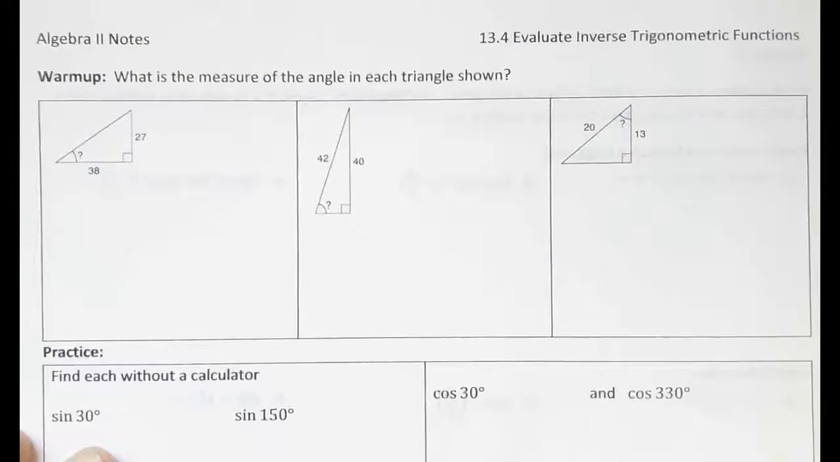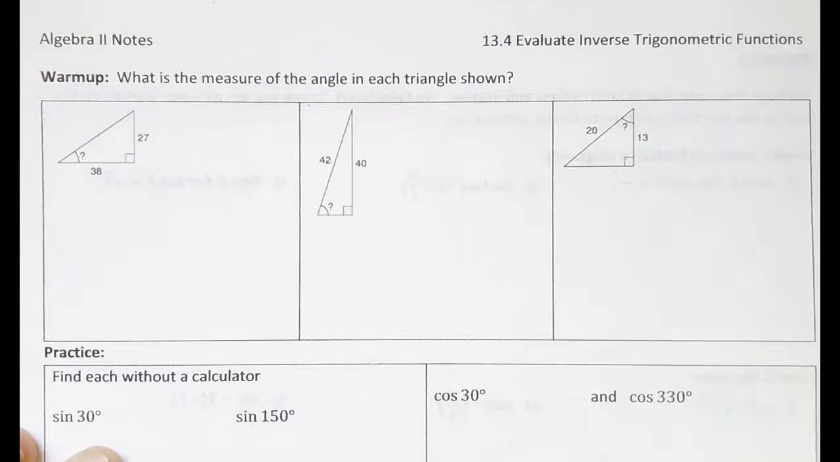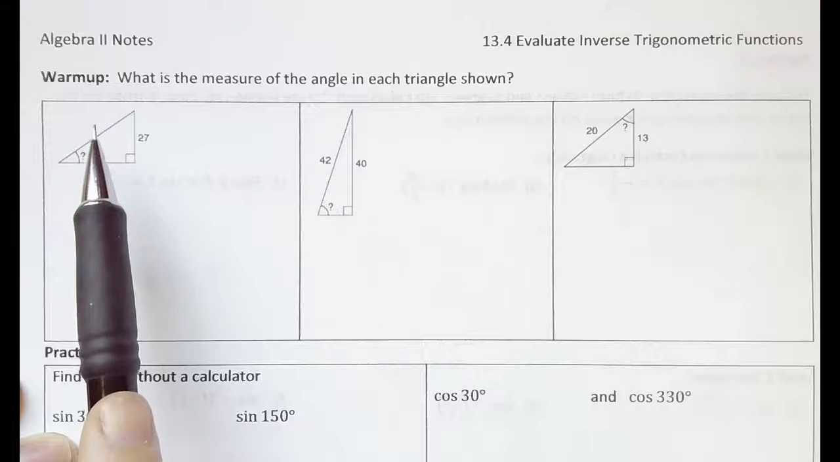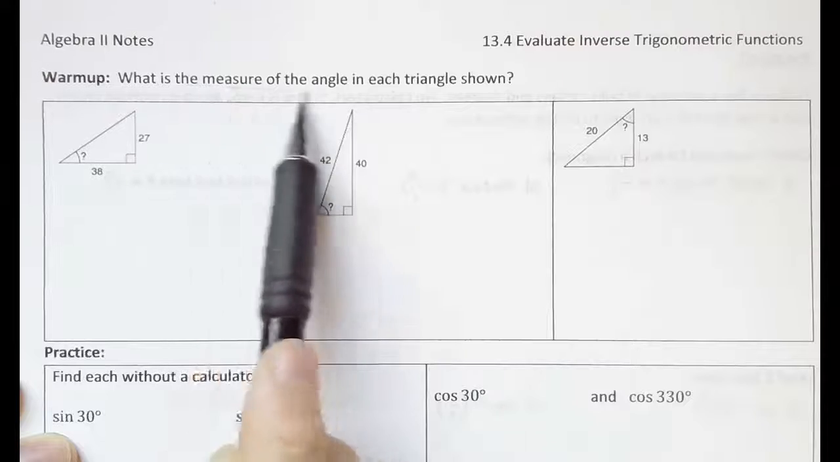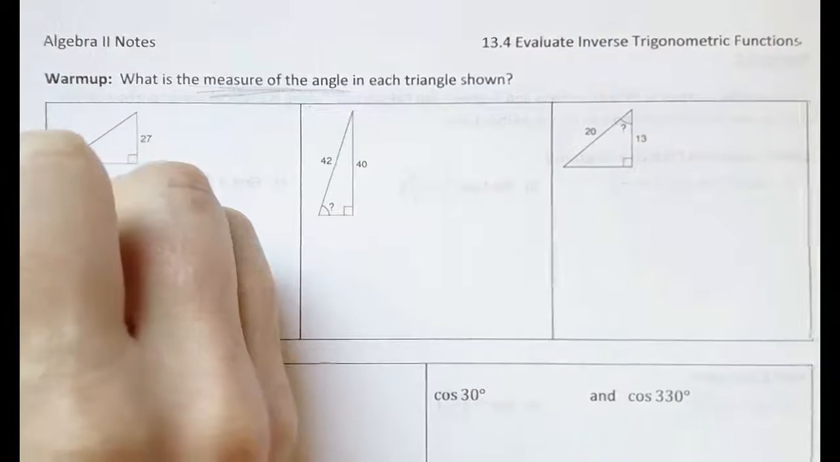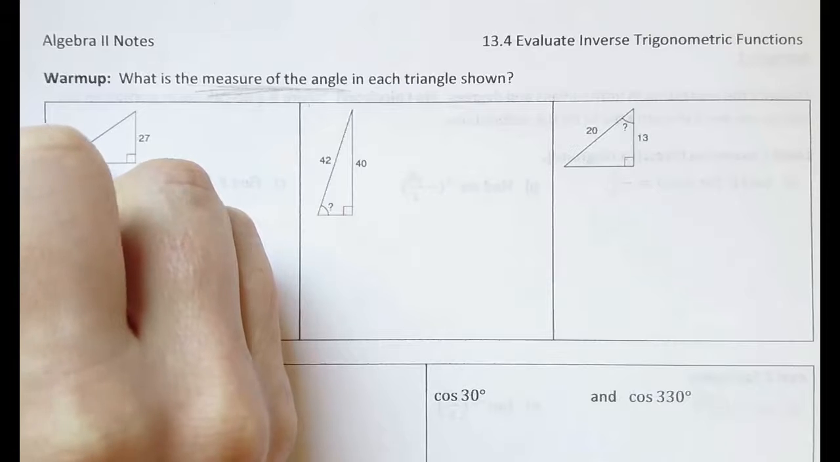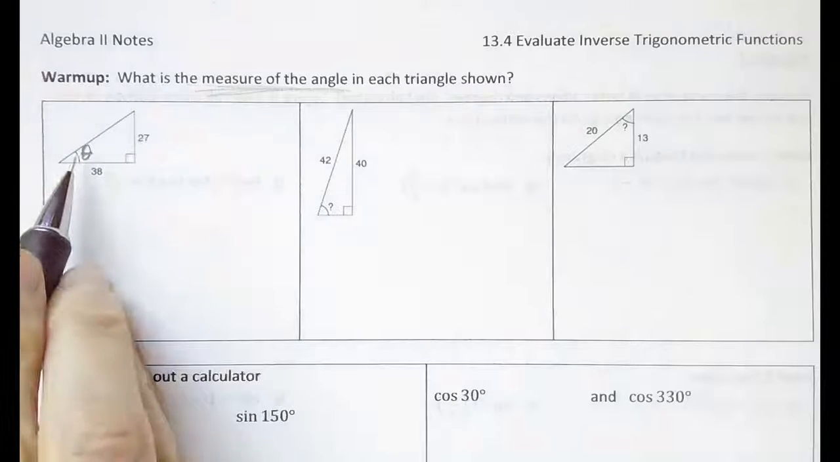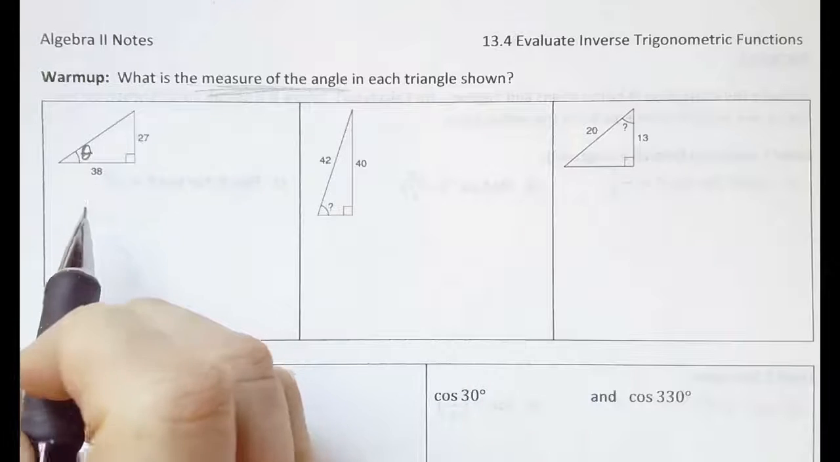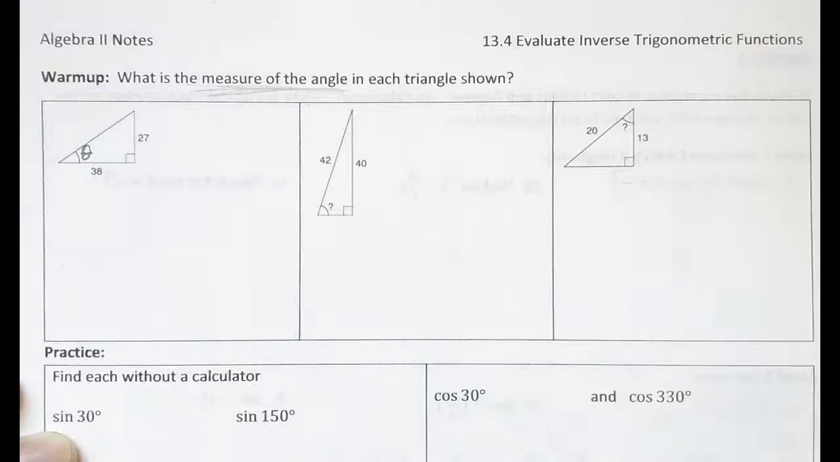So this warm-up is basically what we did in geometry. When we are doing inverse trig, that means we are going to find the measure of the angle. So let's review what we went through in geometry. I'm going to label that as theta instead of the question mark. So inverse trig all starts with SOHCAHTOA.